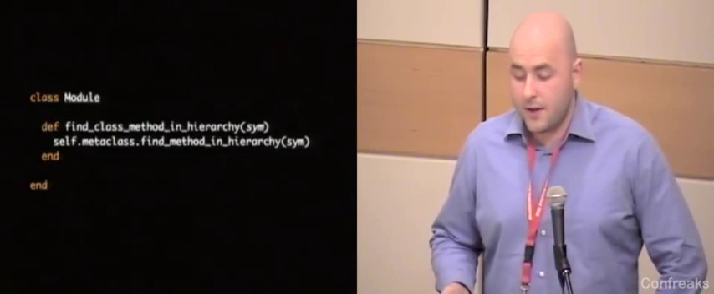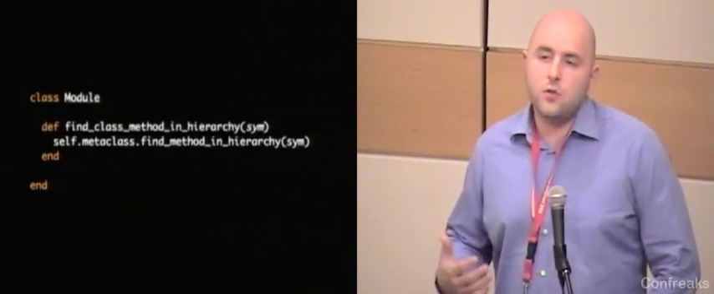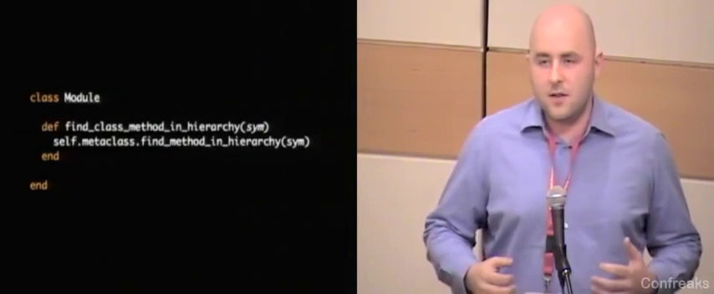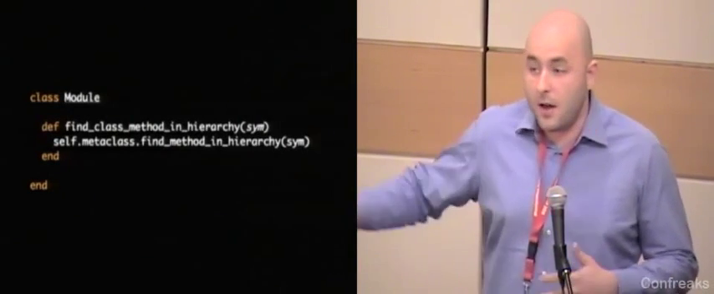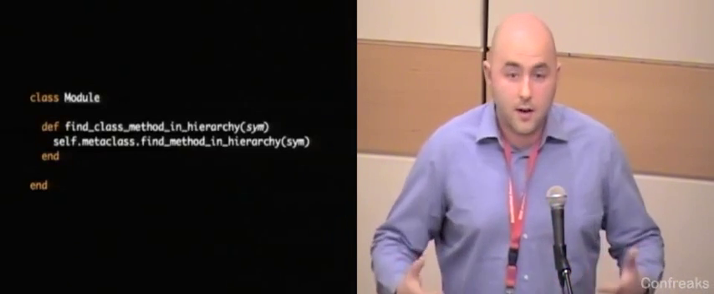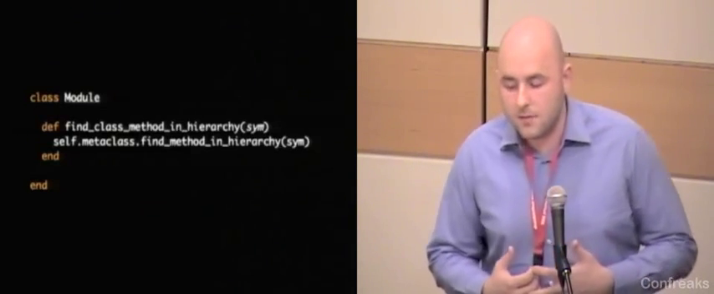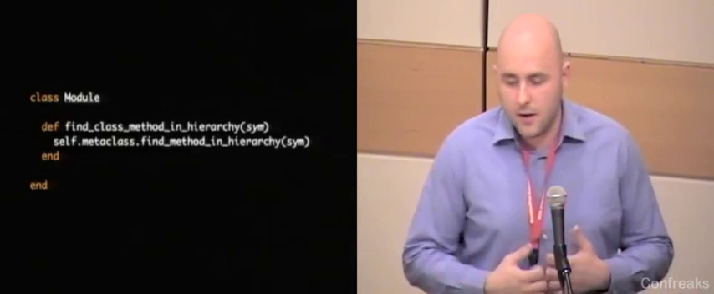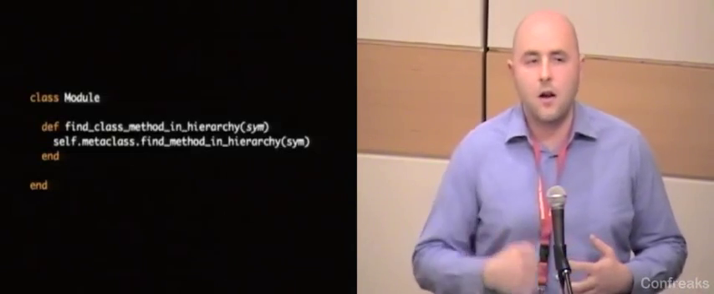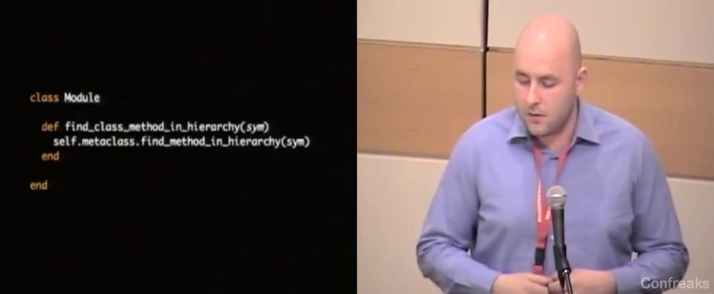If you look at the implementation of find class method in hierarchy on module, what's different about this is that the actual module knows about class methods. So it doesn't immediately go out and say, hey, my class, handle this message that was sent directly to me, because I never handle anything sent right to me. It actually knows about it. But if you look at what it does when you call a class method, it's basically the same thing again, right? It's self.metaclass.find method in hierarchy. So it's using the same dispatch mechanism. It's just passing off to the metaclass to find it.